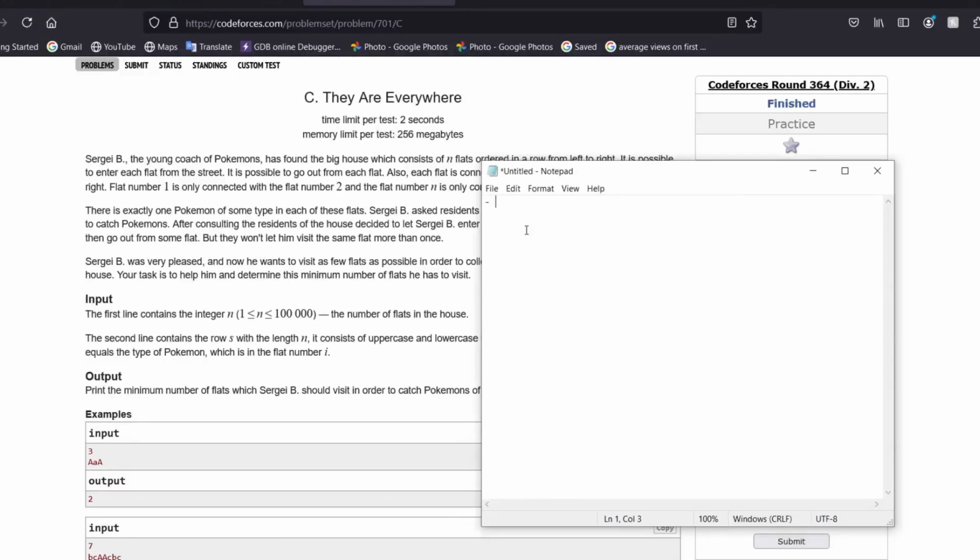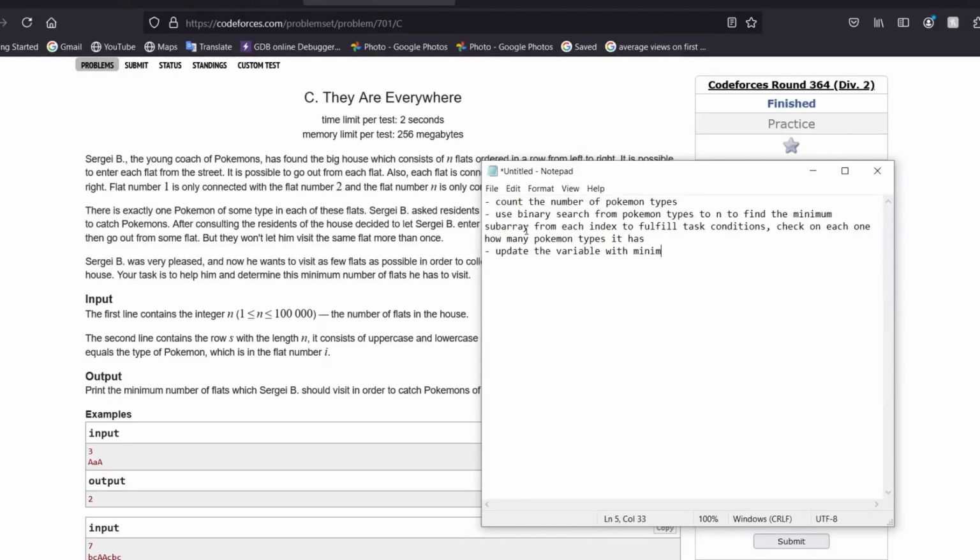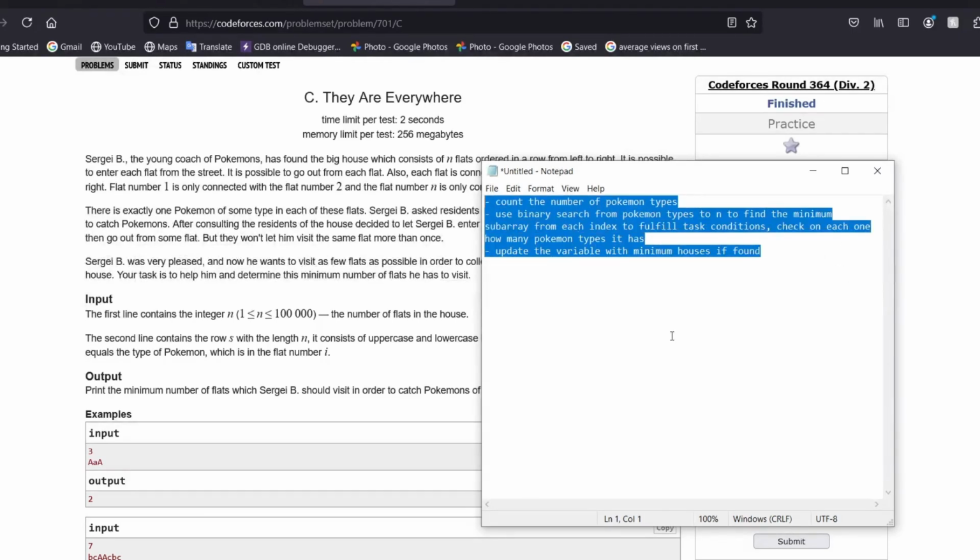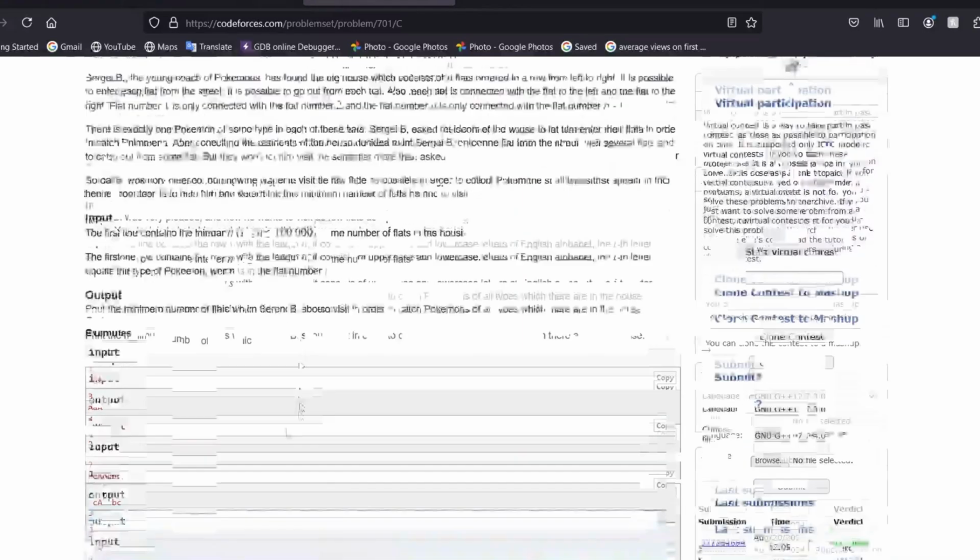So we can just write some instructions for ourselves. First, we would count the number of Pokemon types. Then we would use binary search from the number of Pokemon types to n to find the minimum subarray from each index that fulfills the task conditions. Check on each one how many Pokemon types it has. Update the variable with the minimum houses if found. So this is basically our algorithm that we can just implement in code.